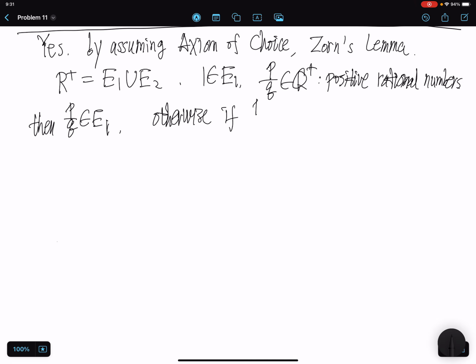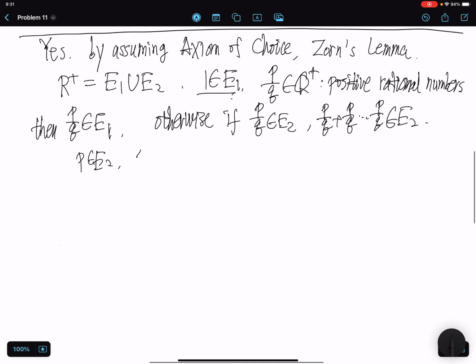if P over Q is in E2, because E2 is closed under addition, we can have P over Q plus P over Q, Q times. It should be in E2 too, right? This means P is in E2. But since 1 is in E1, if you add 1 P times, you also have P in E1, right? That's impossible.